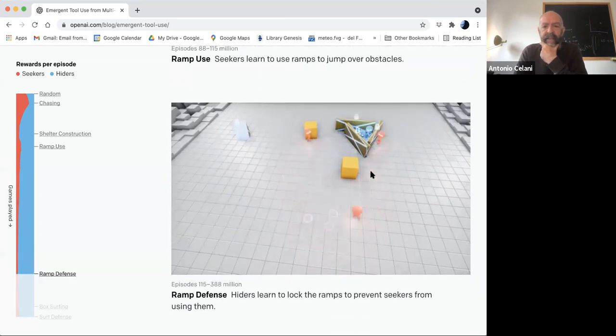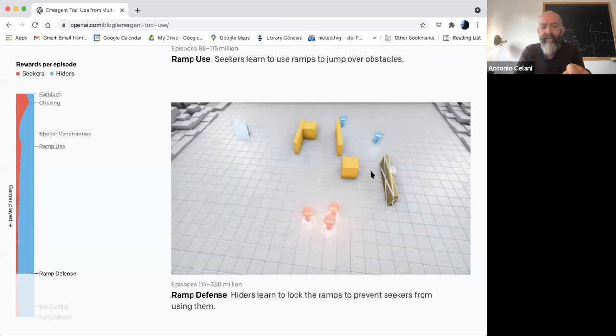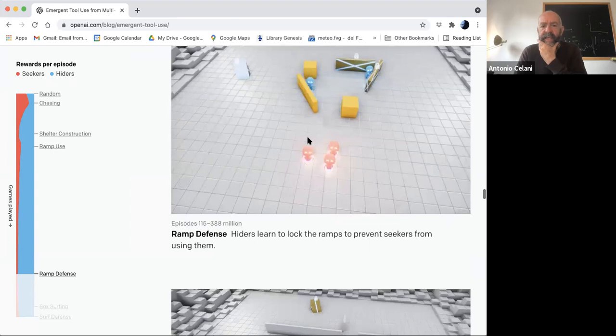Now, again, same game. Now, the first thing that they do, you see the agent here on the left. You played that again. It goes to the ramp and locks it. And then they make the shelter. So when the seekers start, they cannot use the ramp to jump in as before. Okay, so they sort of neutralize that strategy.